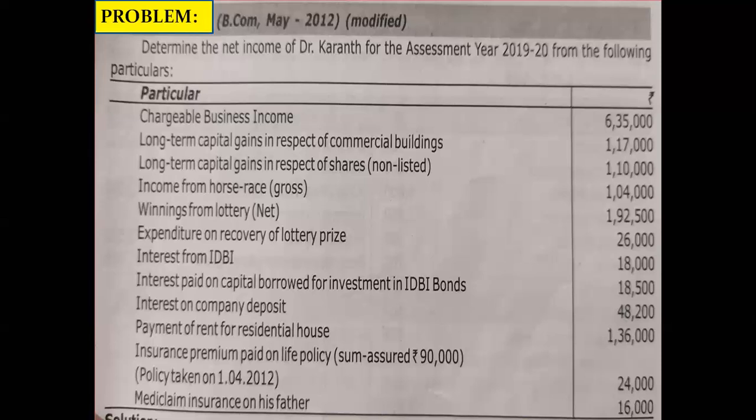Next, interest on company deposit. It can be taken under the head income from other sources, because we cannot take it for the first 8 of income or first 4 of income.